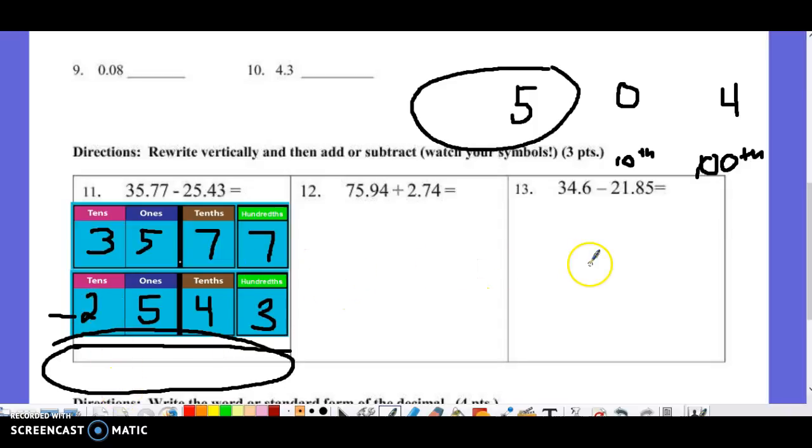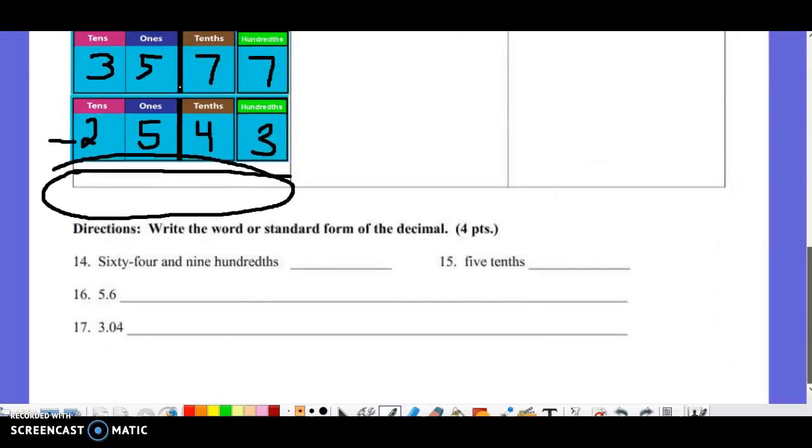For each of these problems, you should line up your decimals, fill in the holes in your place value chart to make sure that you're adding and subtracting as accurately as you possibly can. Then jump down to questions 14 through 17. All you have to do here is write these words in either standard or decimal form.